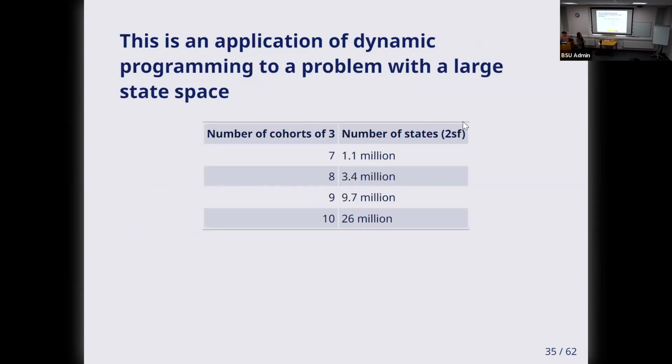So this is an application of dynamic programming to a problem with a large state space. This table is showing that as we add another cohort of 3, so we increase the trial size by another cohort of 3, the number of possible states, the number of possible data sets, increases pretty rapidly. With my implementation, we've been able to use dynamic programming to produce a rule for a trial with up to 9 cohorts of 3 and 6 doses to choose from. But then we got into memory problems when trying to produce a rule for a trial with 10 cohorts of 3.